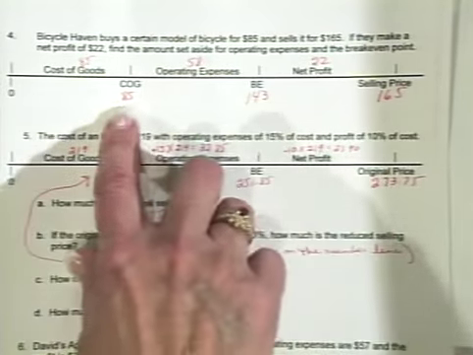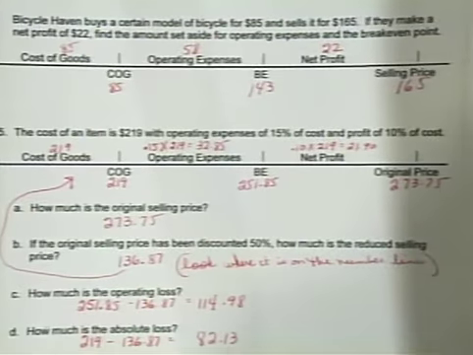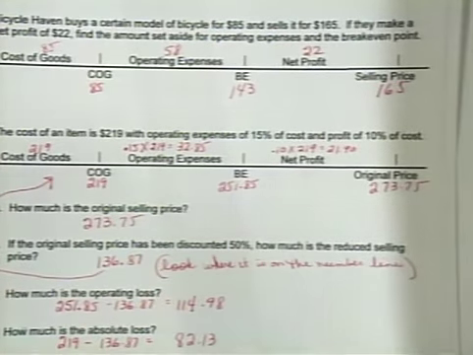Take the difference between the break-even and the cost of goods. That'll give me what I've got set aside there for operating expenses. Making sense? Questions? Are we ready to move on? Okay.